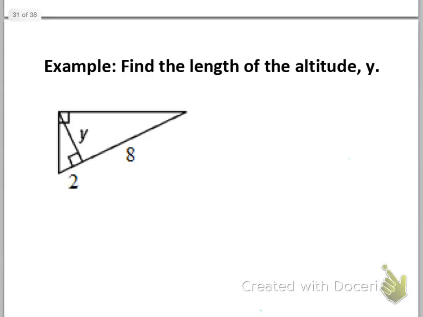So when we set up our geometric mean, our altitude is always going to be what the x's were when we were doing the geometric means. Okay, so if I look, I'm going to highlight. It is touching baby and mama. So I need to include baby and mama when I set up my geometric mean.